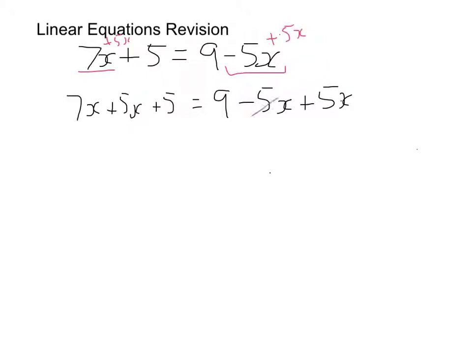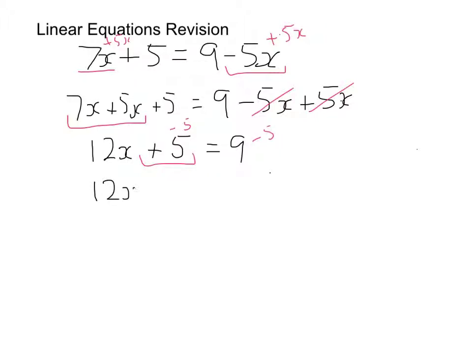Over on the right hand side, negative 5x plus 5x cancels out, and on the left hand side we collect our like terms. So 7x plus 5x is 12x plus 5 equals 9, where we now have x on just the left hand side, so we need to move the numbers to the other side. So we look at this plus 5 here. The opposite of plus 5 is take 5, so we want to take 5 from both sides. So we'll have 12x plus 5 take 5 equals 9 take away 5.